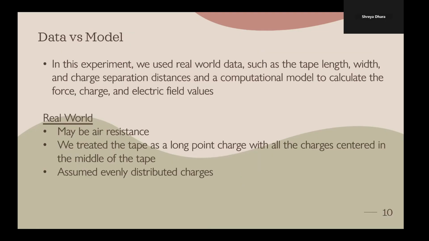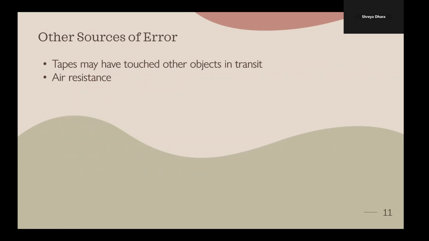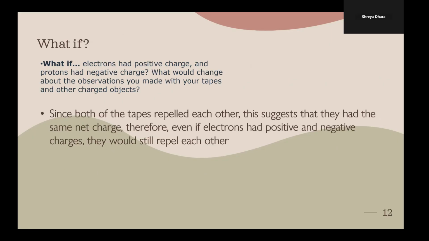To compare the data versus the model, in this experiment, we used real-world data, such as the measurements of the tape, to input into a computational model. In the real world, there may be air resistance acting on the tapes, which we ignored in this model. Also, we treated the tape as a point charge with all the charges centered in the middle of the tape. In real life, there may be some unevenly distributed charges that we disregarded in this model. Other sources of error include that the tapes may have touched other objects in transit, and again, there may have been air resistance.